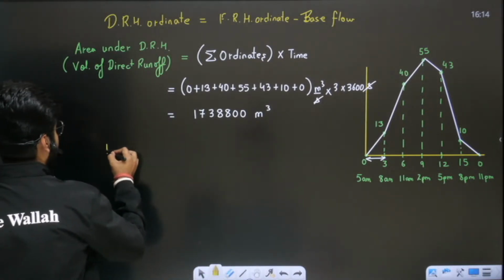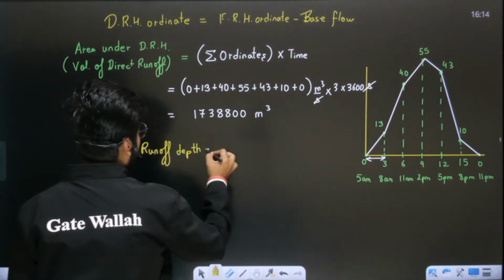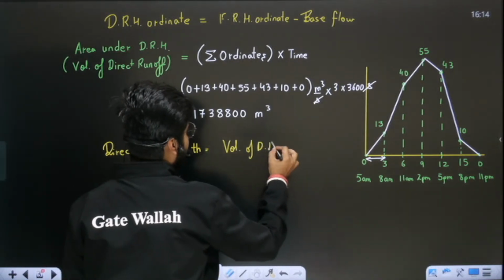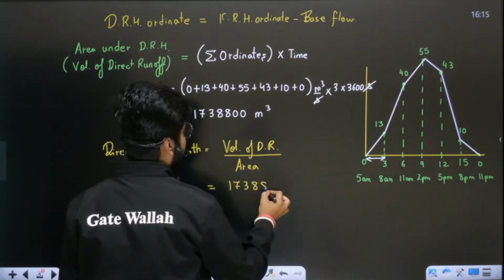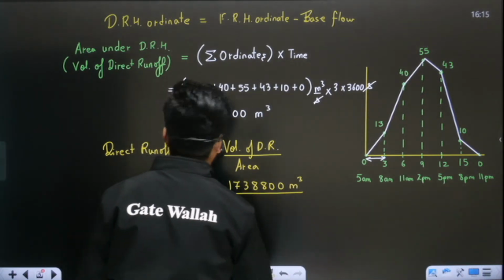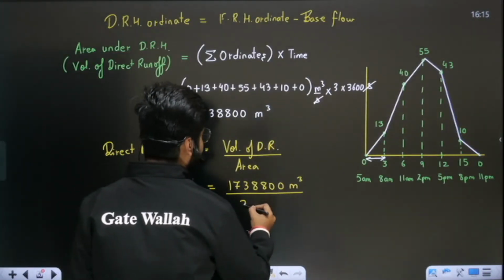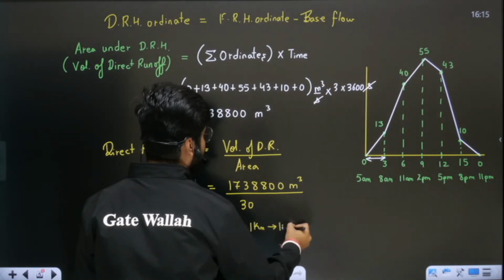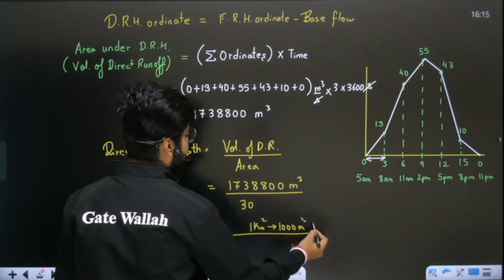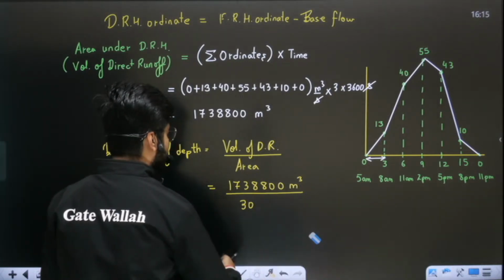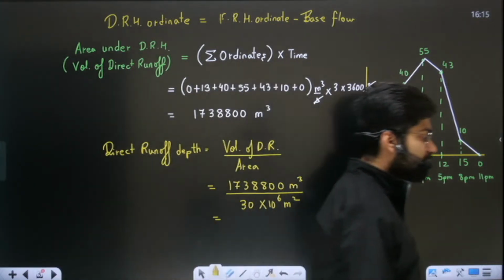Now what we have to do is find the direct runoff depth. Simply divide the volume of direct runoff by the catchment area. The volume of direct runoff is 1738800 meter cube, divided by the catchment area, which is given as 30 kilometer square. Convert kilometer square into meter square: 1 kilometer is 1000 meter, so squaring it, 1000 square is 10 power 6. Then divide it.